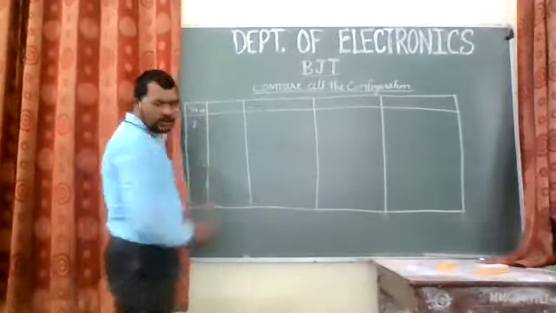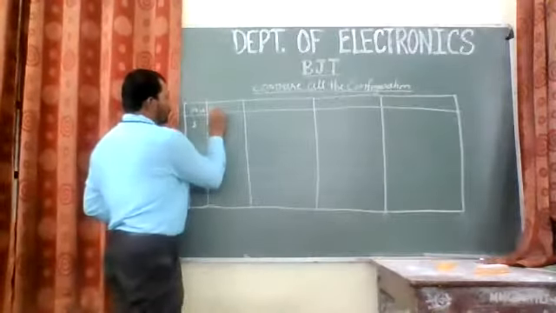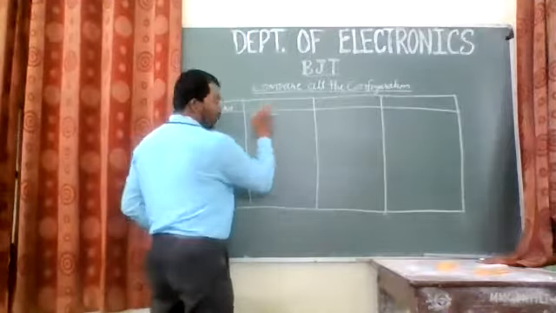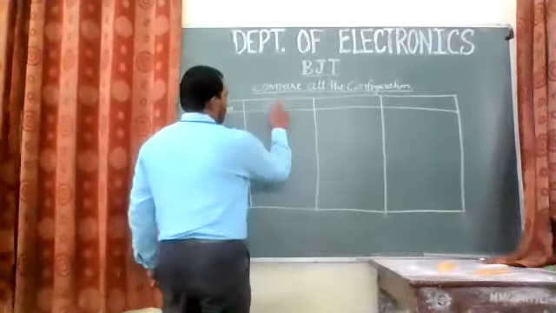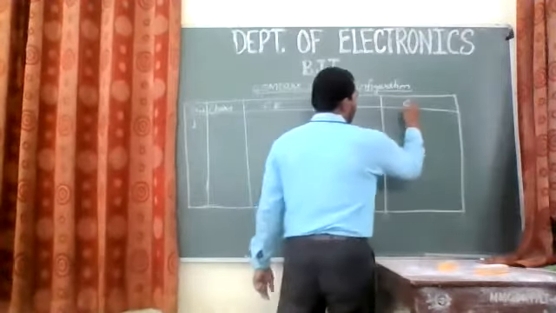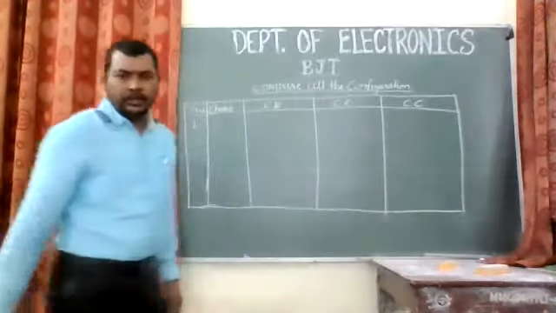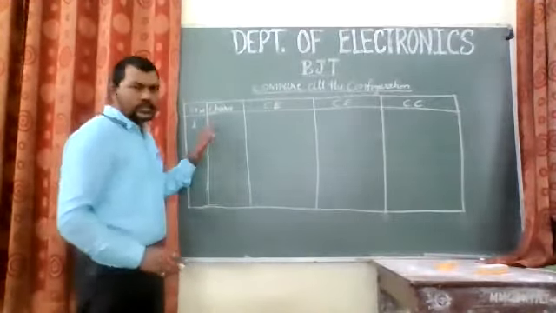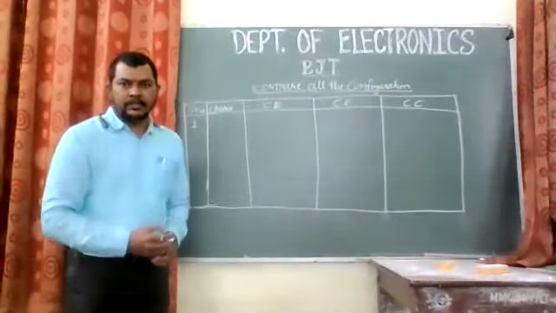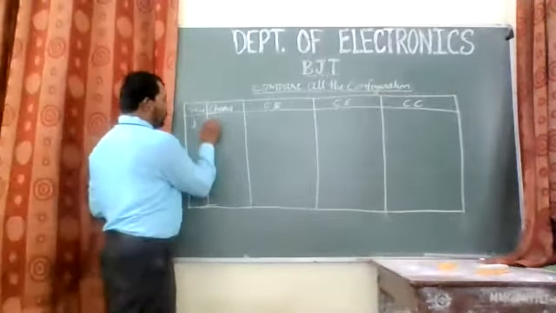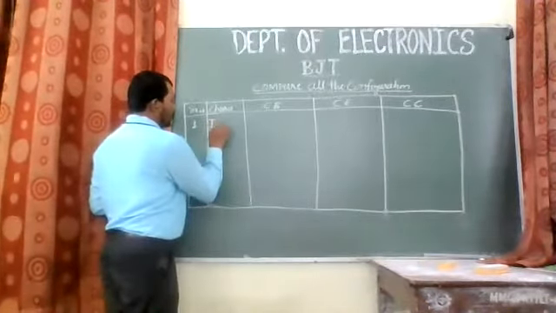So I am writing here the characteristics on which we are going to compare. This is for the CB, common base. This is for the common emitter, and this is for the common collector. So we need to compare all the three configurations depending on these characteristics. Let us try to complete this at the least. Okay, so the first characteristic that we are trying to compare is the input characteristics.